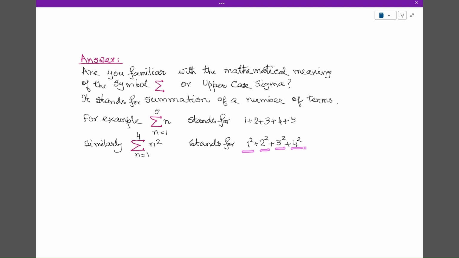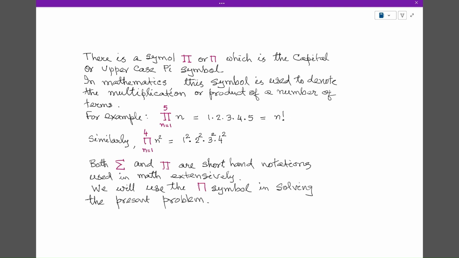There is a symbol capital Pi, which is written like this or this, which is the capital or uppercase pi symbol. In mathematics, this symbol is used to denote the multiplication or product of a number of terms. For example, pi of n when n varies from 1 to 5 is 1 multiplied by 2 multiplied by 3 multiplied by 4 multiplied by 5, which is the same as factorial n.